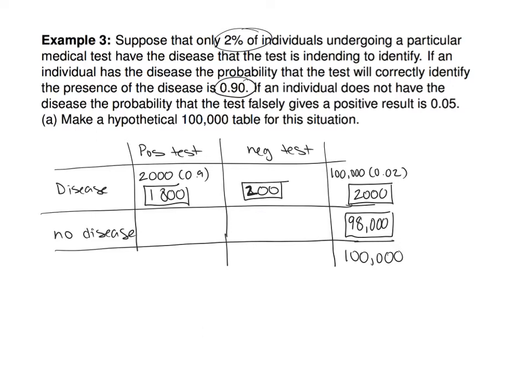If an individual does not have the disease, the probability the test falsely gives a positive result is 0.05. So no disease, positive test: 98,000 times 0.05, so 4,900, leaving 93,100 people in that category. And then adding up my positive column and negative column, I end up with 6,700 and 93,300.